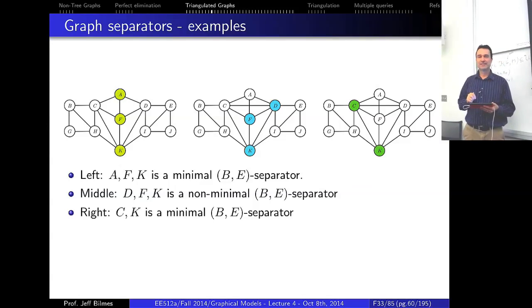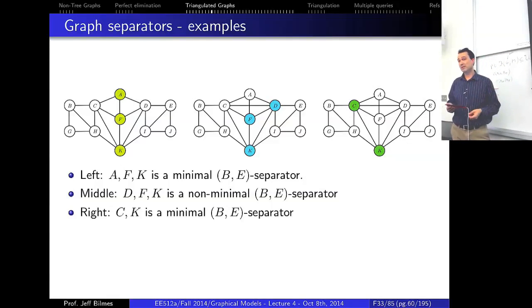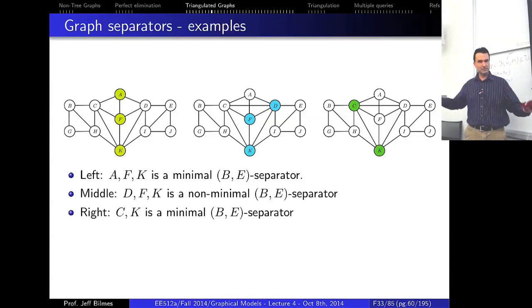Can we say the empty set is a minimal separator? Yes. If your graph consists of two or more connected components, then the empty set is a minimal separator of any two vertices in the corresponding connected components. That's right. So a minimal separator could be the empty set for a graph that consists of multiple connected components.